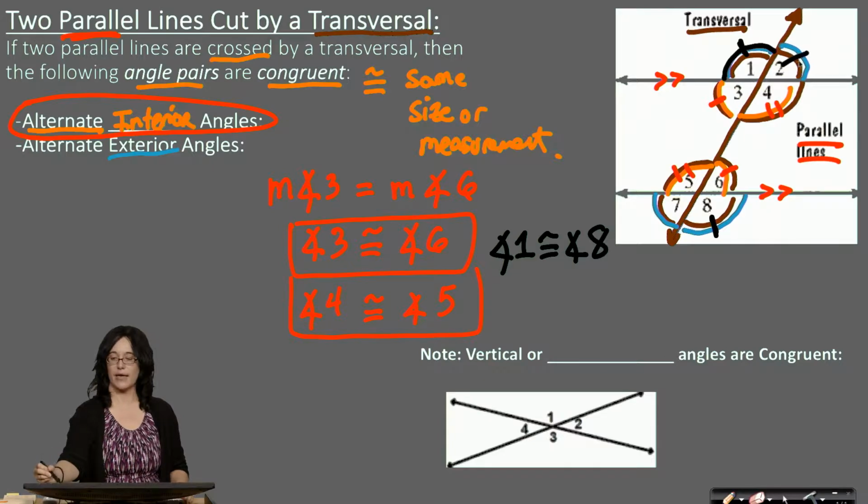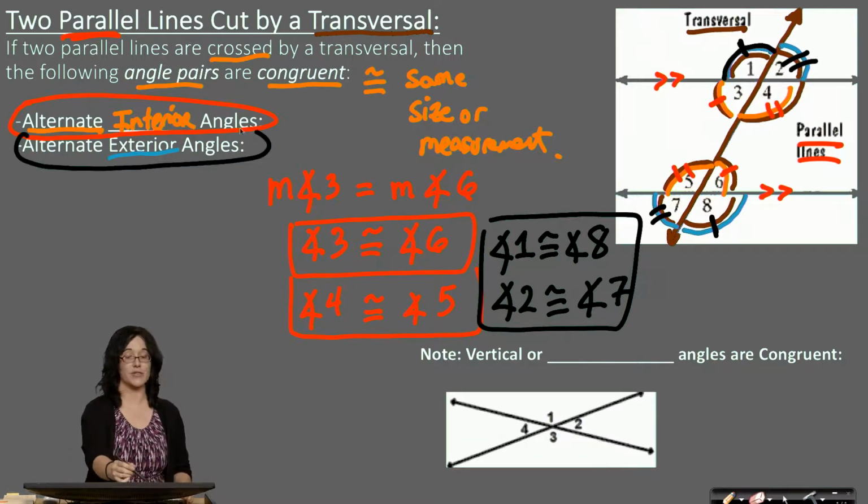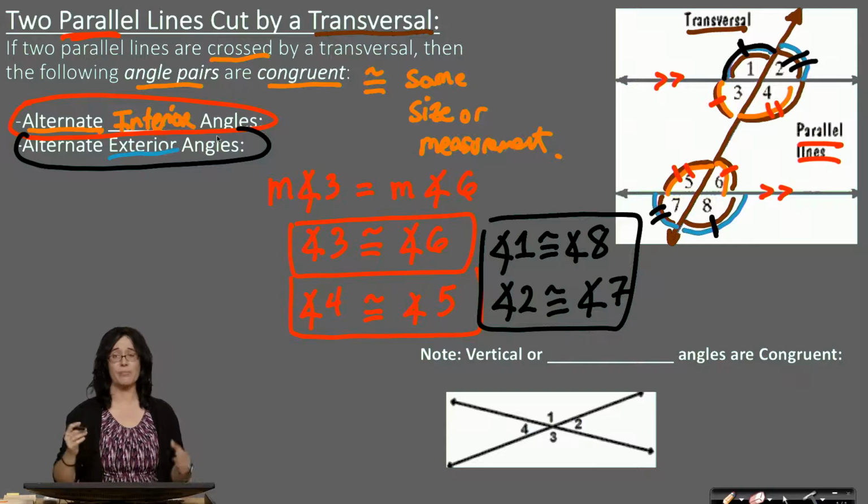And similarly, angle 2 is acute and angle 7 is acute. So angle 2 will also be congruent to angle 7. Okay? So these would be our alternating exterior angles in this picture, meaning that their angles should have exactly the same measure. Okay? Now, in doing all of this, we actually have one more cool pair of angle types that you need to know about.